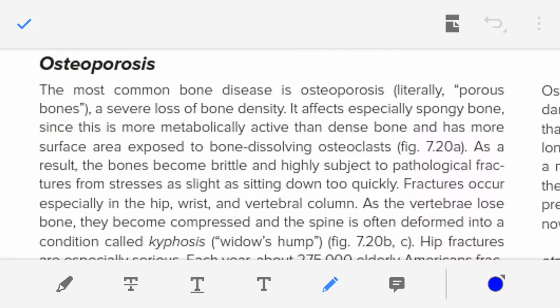Now moving forward. Once again, osteoporosis. The most common bone disease is osteoporosis, and osteoporosis literally means porous bone. That means small holes are there in the bone. In osteoporosis, there is a severe loss of bone density, so the bone becomes less dense.